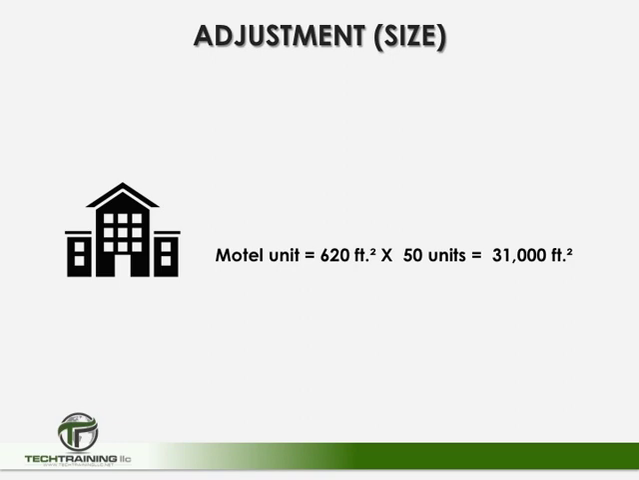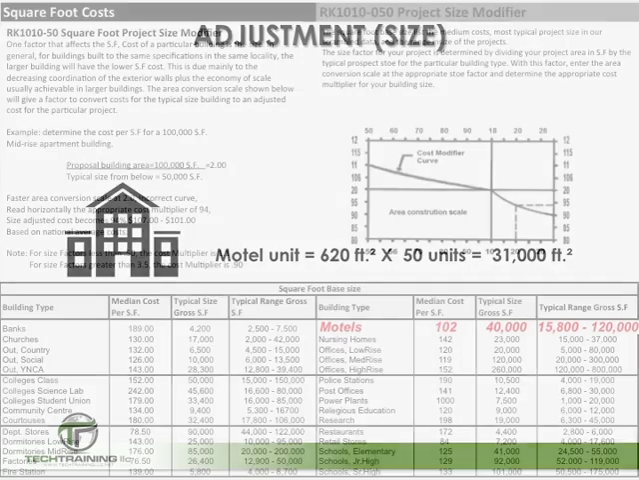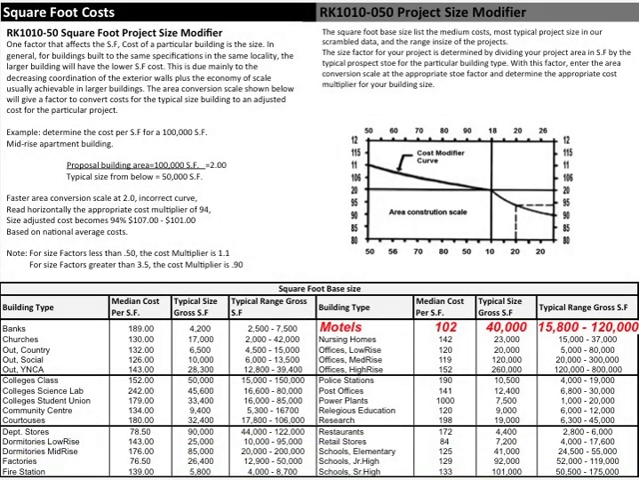So now here we're going to take the 620 square feet per room multiplied by the 50 units that we plan on building, and our motel is going to be 31,000 square feet. But here is why we have to make this adjustment. This table tells us that the average hotel size, based on the data that we've used so far, was 40,000 square feet. Therefore, we have to make an adjustment.